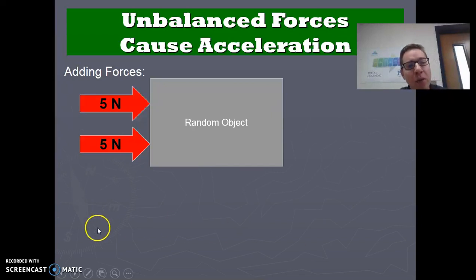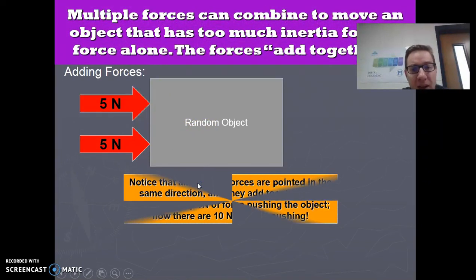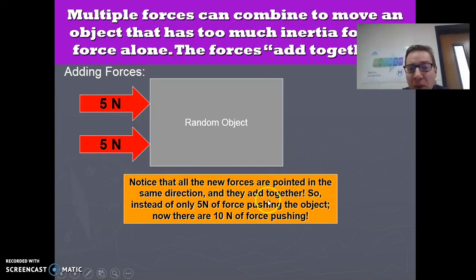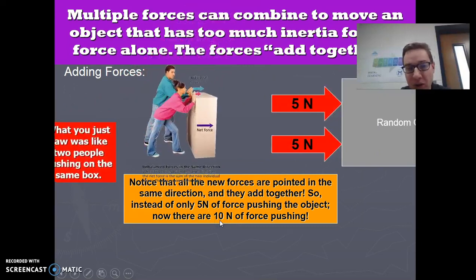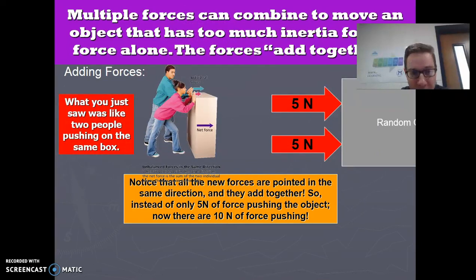Here's a good example of unbalanced forces. If I have 5 newtons pushing and another 5 newtons pushing on an object, you'll notice all the forces are pointed in the same direction, so they're going to add together. Instead of only having 5 newtons, I now have 10 newtons, and it's going to push. That's like you and a friend pushing a box, and your net force will be added together to make the box move.